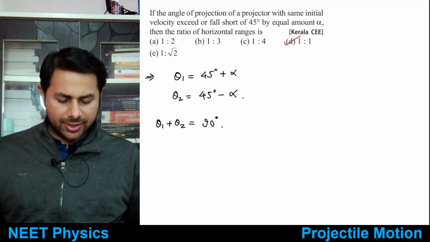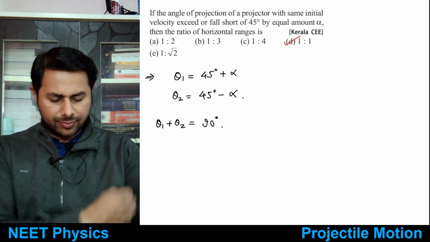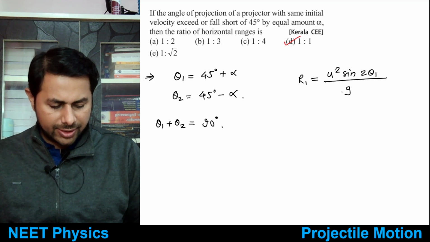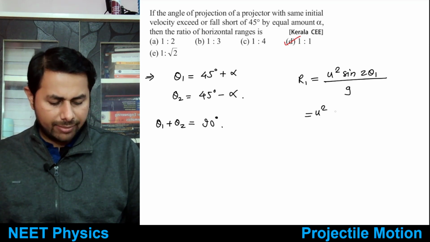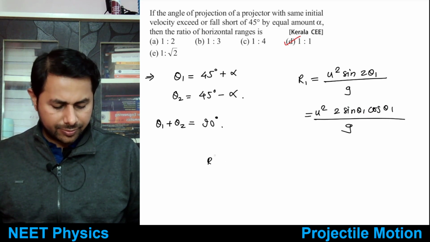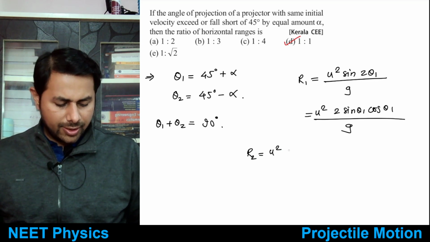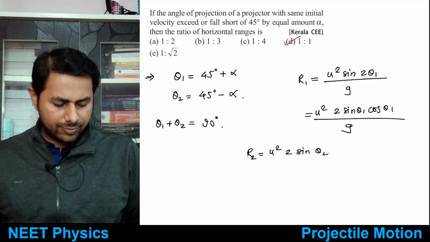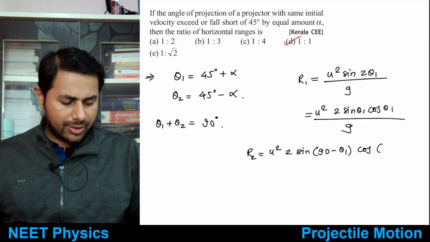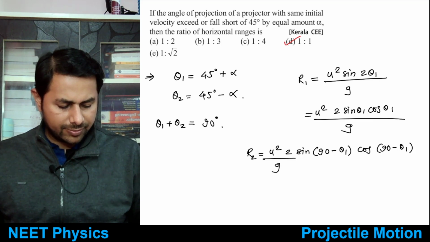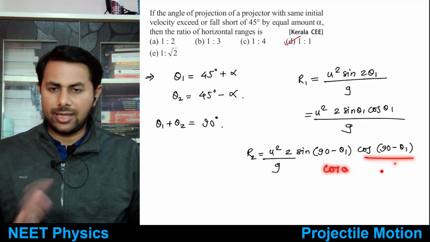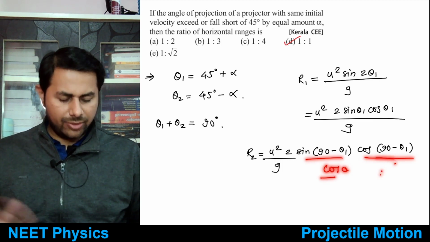And to check that is also very simple. So see, let's say R1 is equal to u square sine of 2 theta 1 by g, that is u square 2 times sine theta 1 cos theta 1 by g, right? What will be R2? So R2 is equal to u square multiplied by 2 times sine of theta 2. Okay, and what is theta 2? So let's say 90 minus theta 1 multiplied by cos of 90 minus theta 1, okay, divided by g. And then you know what is sine of 90 minus theta? It is cos theta. What is cos of 90 minus theta? It is sine theta. So cos theta times sine theta, okay, again you get the same thing, right?